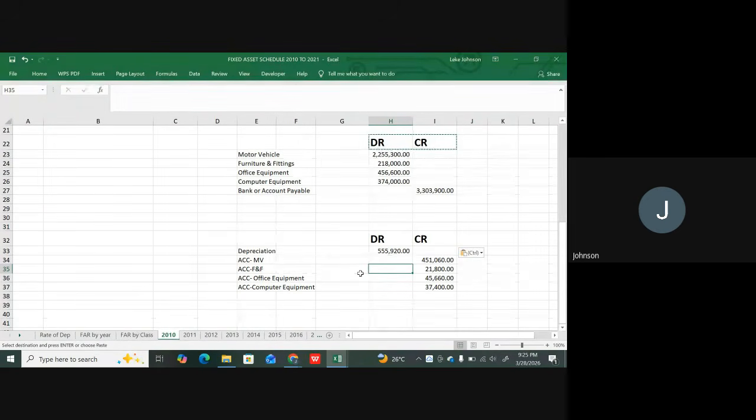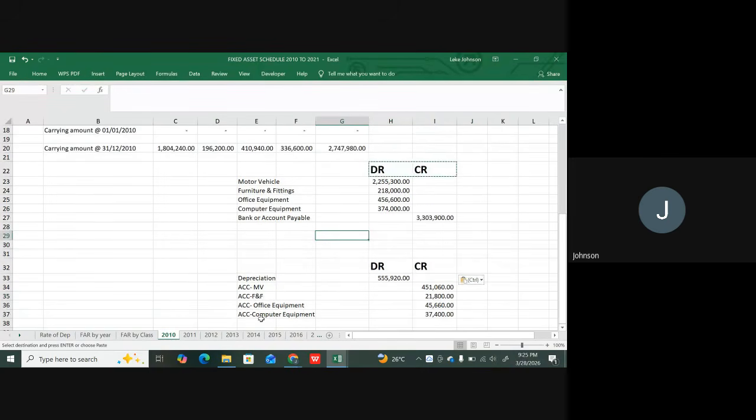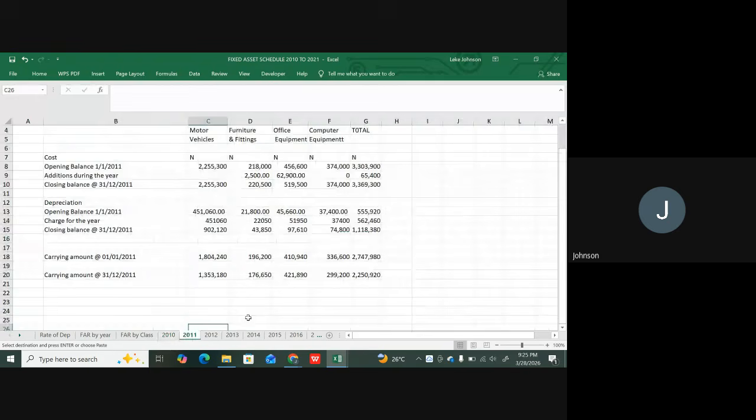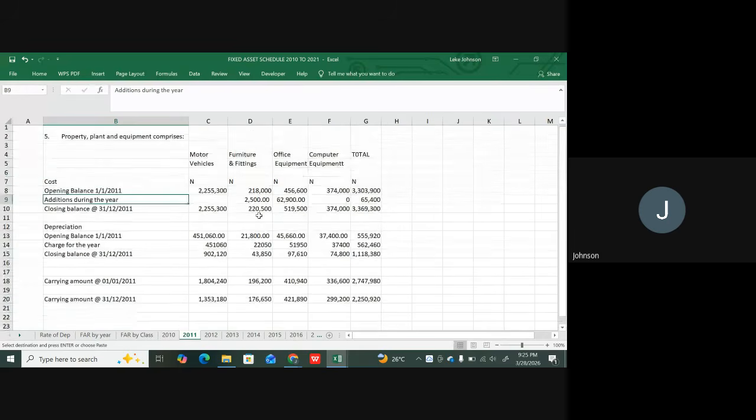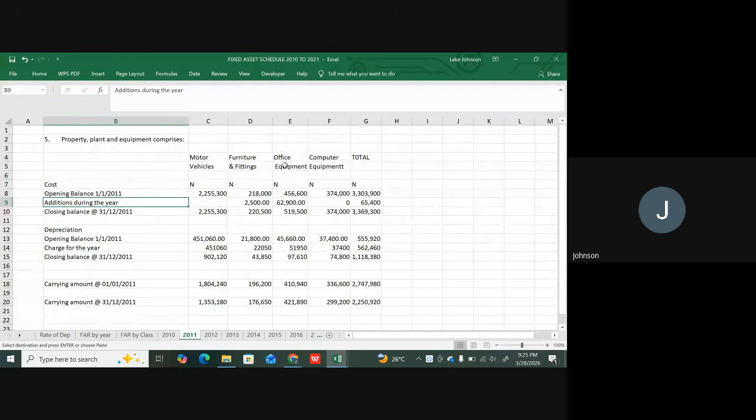So what else is happening? We have been able to do 2010. This is what you're going to do for this place. When you now come to 2011, we're also going to do the same, but what you're going to do in 2011 is going to be different. In 2011, the only thing that we purchased was the addition for the year. So in 2011, you're going to have something like this, just furnitures and fittings and office equipment.